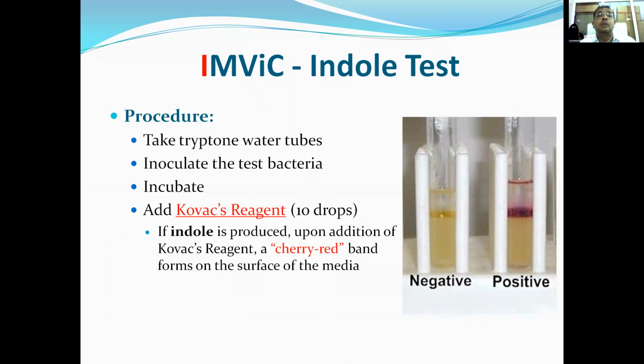On the next day, you add Kovac's reagent. When you add approximately 10 or 12 drops from the side, if indole is produced, it will produce a cherry red colored ring on the top. A cherry red ring on addition of Kovac's reagent after overnight incubation of bacteria in tryptone water indicates that it is positive for the indole test. If there is no ring, or it is colorless or yellow, it indicates that the indole test is negative.